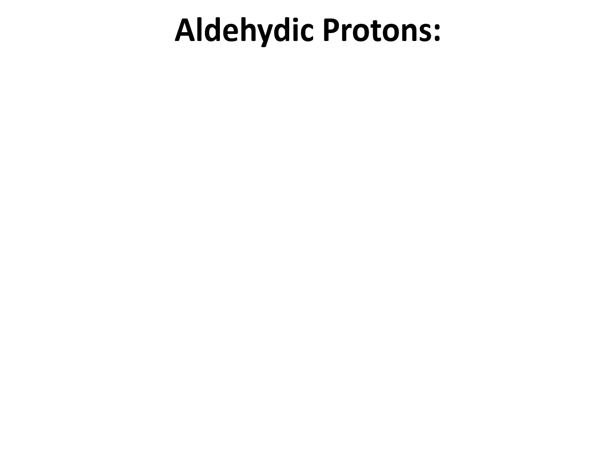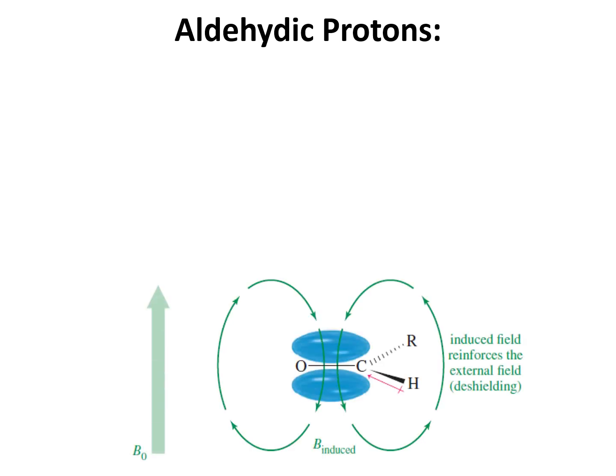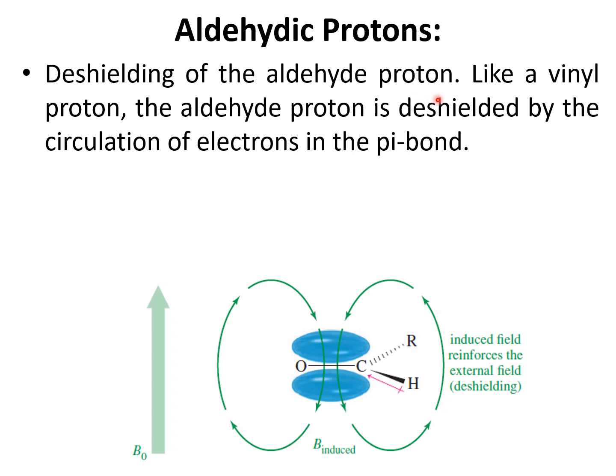Let's see anisotropic effect in aldehydic protons. So when we see aldehydic protons, we have carbon-oxygen double bond. This is the direction where we are applying the external magnetic field. And we have pi electron cloud, which produces their own magnetic field or induced magnetic field. This is the proton which we are talking about. So over here, the deshielding of aldehydic proton will take place. So aldehydic proton is deshielded by the pi electron clouds or pi bonds.